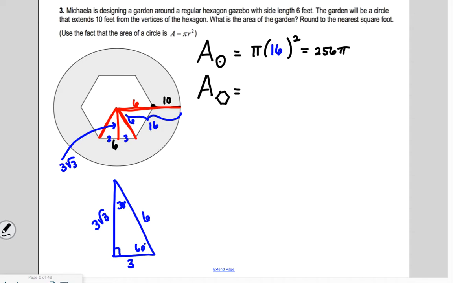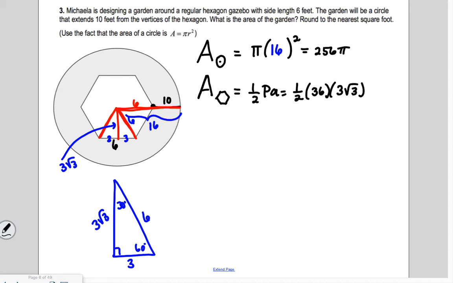And then we want the area of the hexagon. So the area of the hexagon is 1/2 PA. So I'm going to have 1/2 my perimeter. Well, what's the perimeter of the hexagon? 36, because there's 6 sides that are all 6 units in length. And the apothem was that number we found, the 3√3.